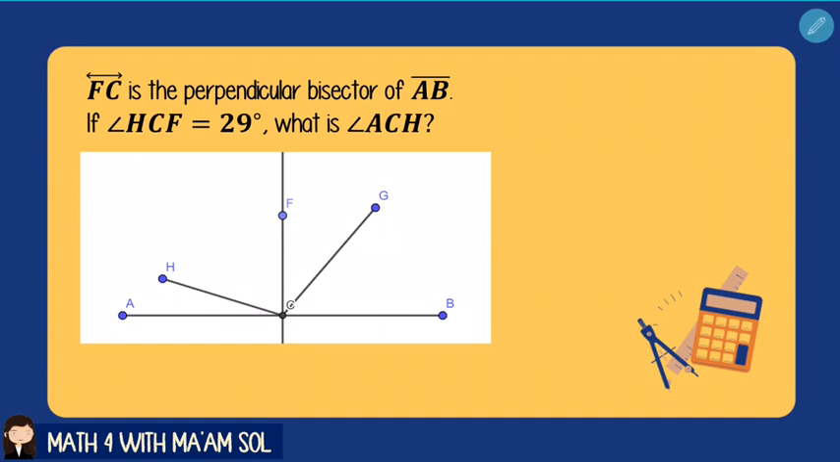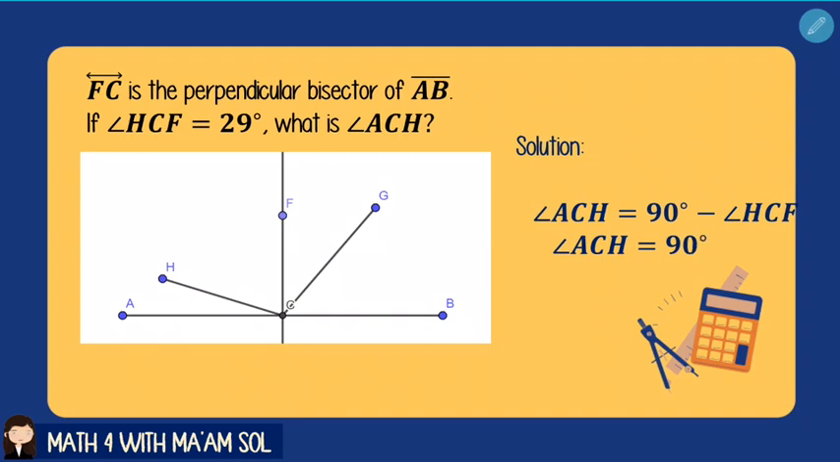And since they're complementary, they add up to 90 degrees. Therefore, we know that angle ACH is equal to 90 degrees minus angle HCF. Therefore, we would have 90 degrees minus 29 degrees, which gives us angle ACH equal to 61 degrees.